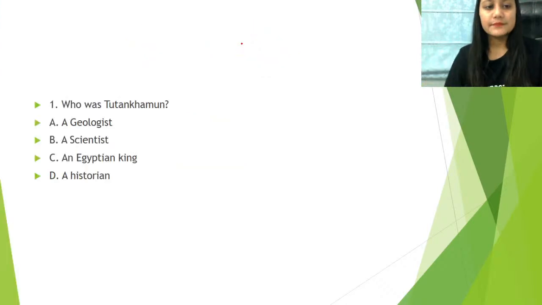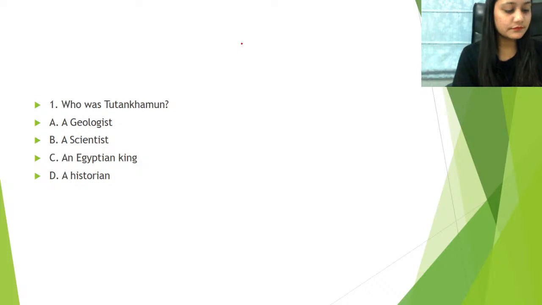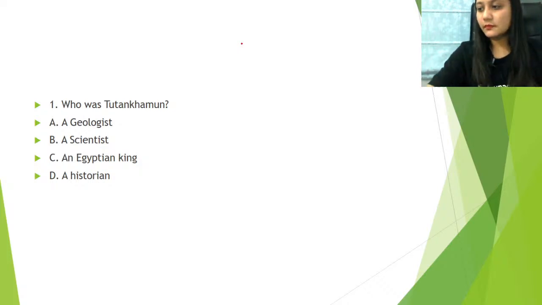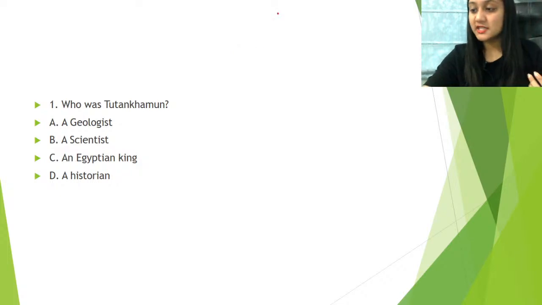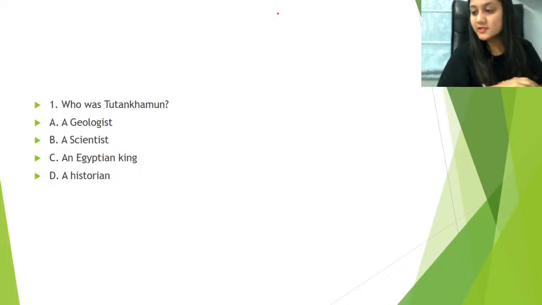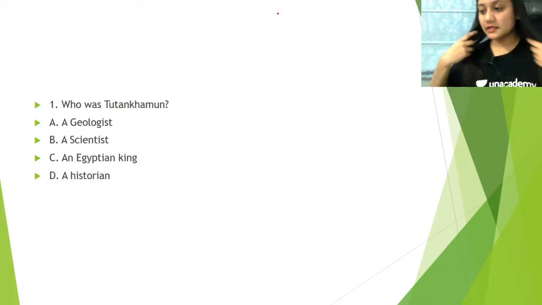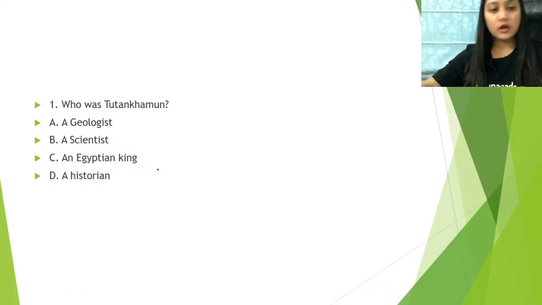Okay. The first question is, who was Tutankhamun? A geologist, a scientist, an Egyptian king, or a historian? Come on, answer this question. Nayan is going with the C option. Perfect. What about the rest of you? Sujal is also going with the C. Nidhi, Ankit, perfect guys. Perfect, yeah. And entrepreneur is also fine with C. That is, he was an Egyptian king.